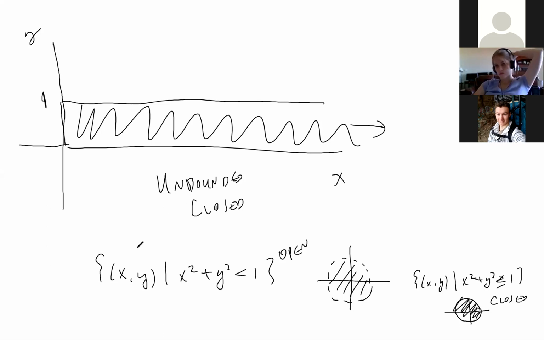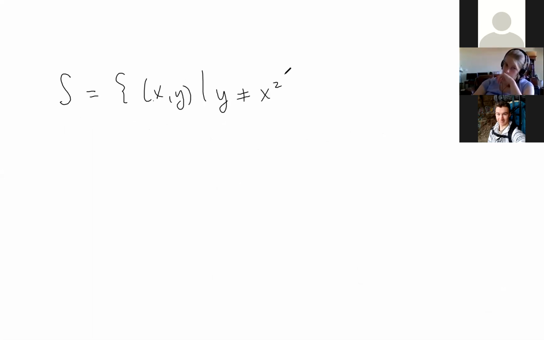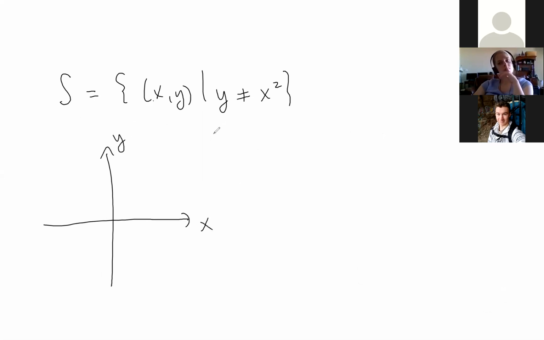Sir, how would you graph the set of xy where y does not equal x squared? Okay, so think about it: how many points in the plane have the condition that if you square x, you don't get y? And the answer is a lot.